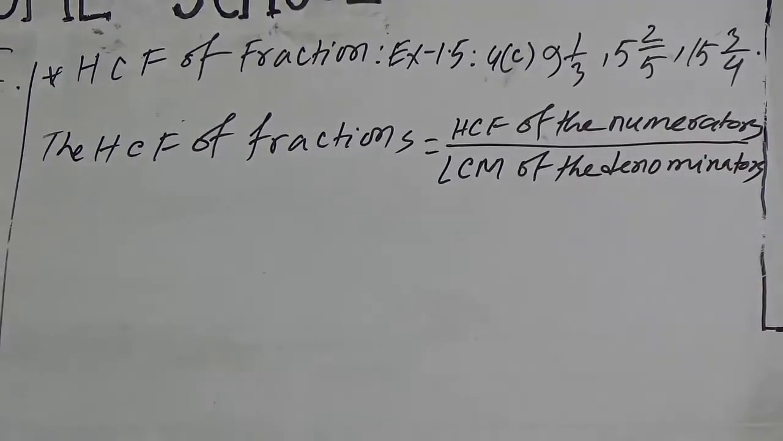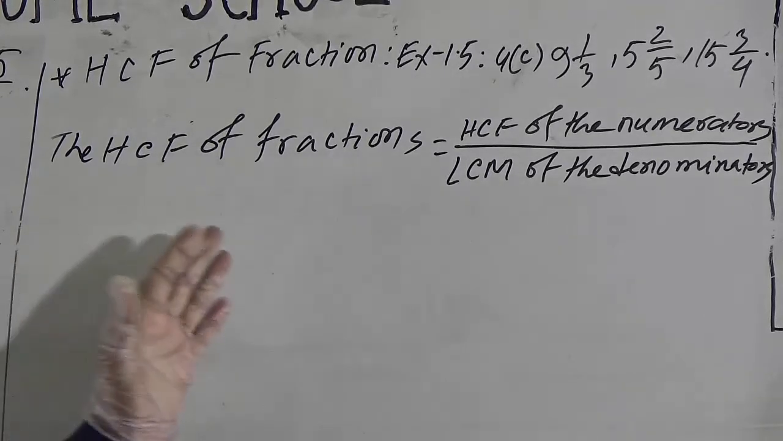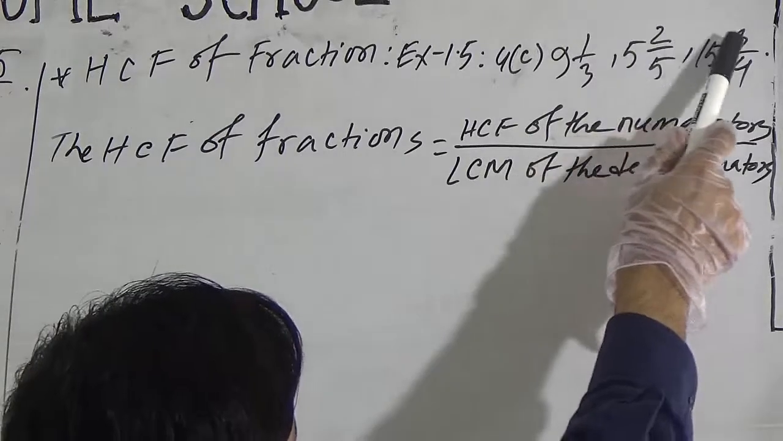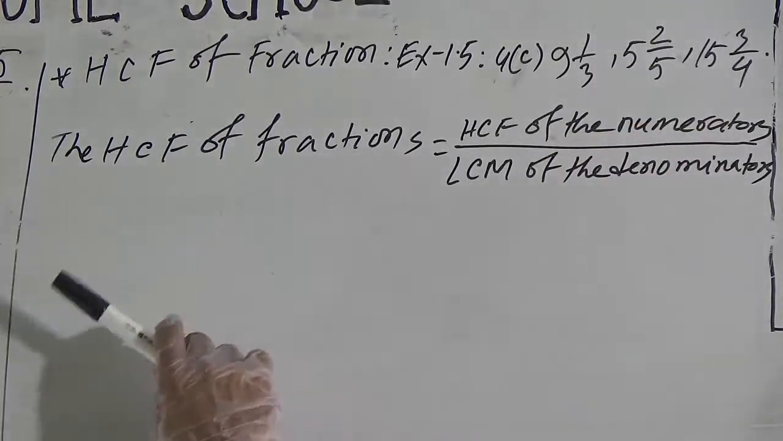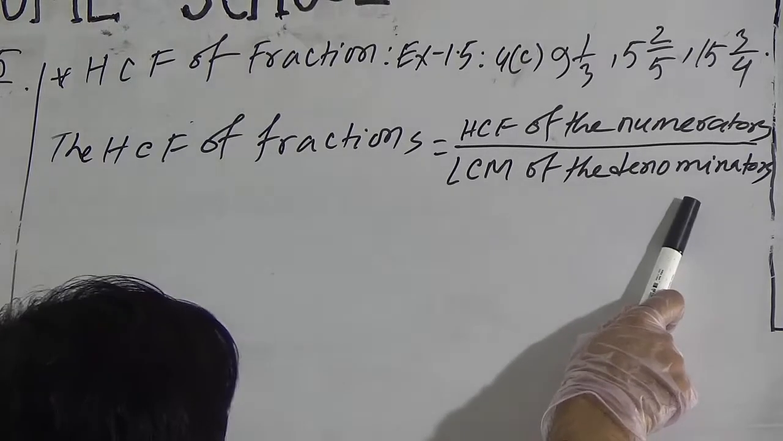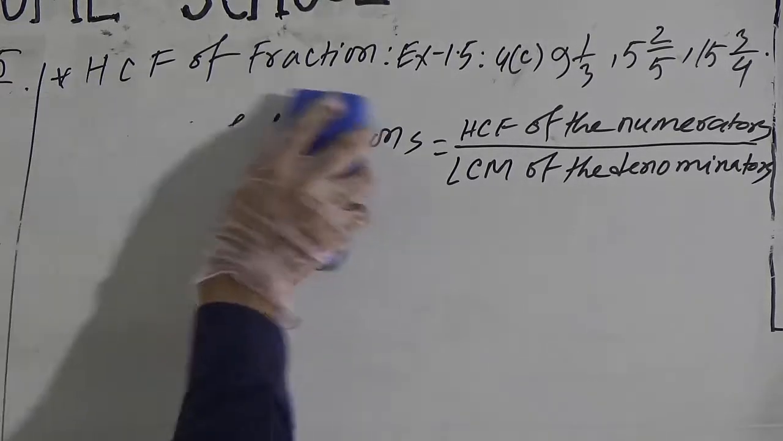Here it means that if we want to find the HCF of some fractions, we have to find the HCF of the numerators and then we have to find the LCM of the denominators. The fraction formed by the HCF of the numerators and the LCM of the denominators is the HCF of the fractions. Okay, let us solve the question given here.